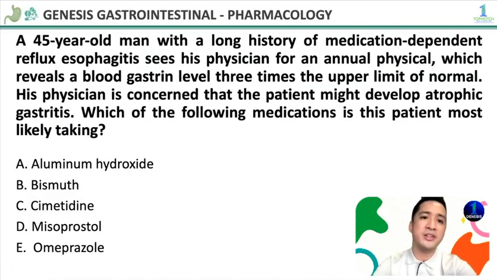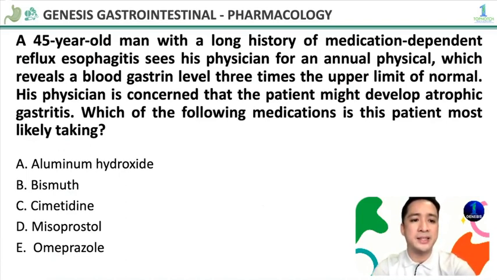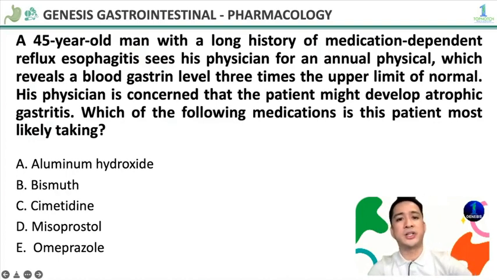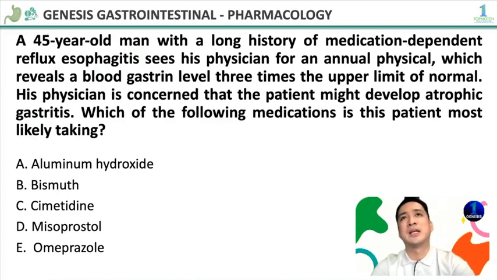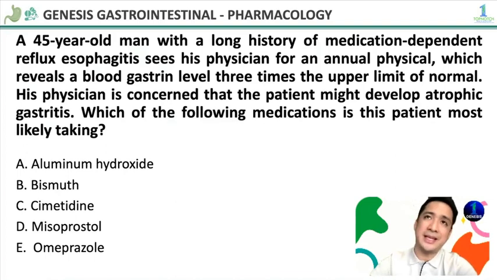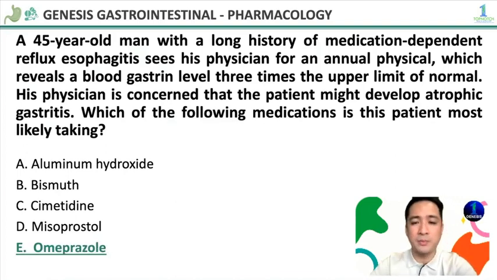So next question, a 45-year-old man with a long history of reflux esophagitis sees his physician for an annual physical exam which reveals a blood gastrin level 3 times the upper limit of normal. His physician is concerned that the patient might develop atrophic gastritis. Which of the following medications is this patient most likely taking? So most likely this patient is taking, yes, your proton pump inhibitor omeprazole.